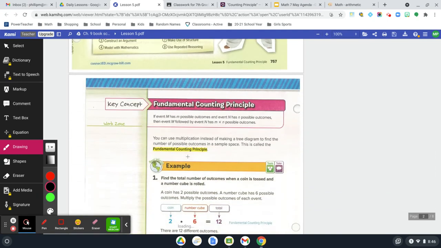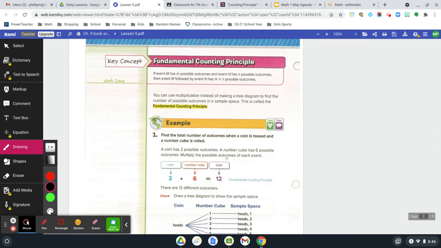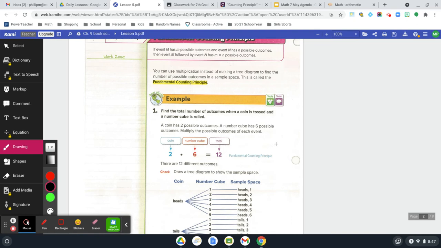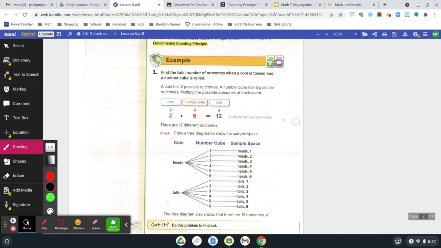So we're going to look at that definition. Okay, so if we go to the next page on 758, it says right here at the top, you can use multiplication instead of making a tree diagram to find the number of possible outcomes in a sample space. And again, this is called the fundamental counting principle. So you're going to see here in example number 1, you're going to see both.